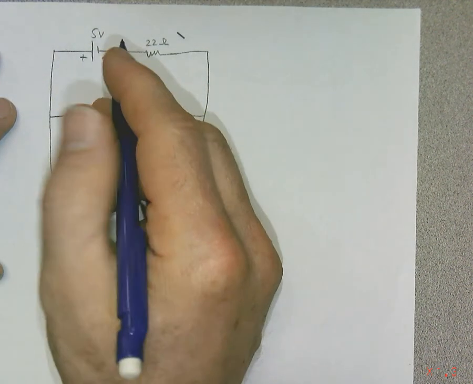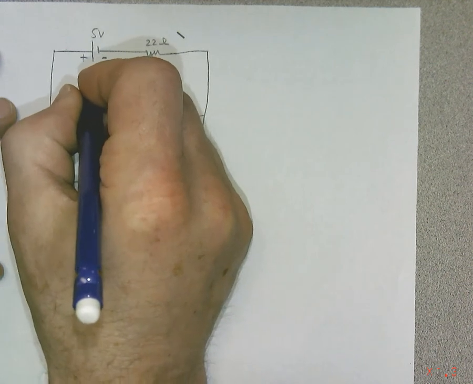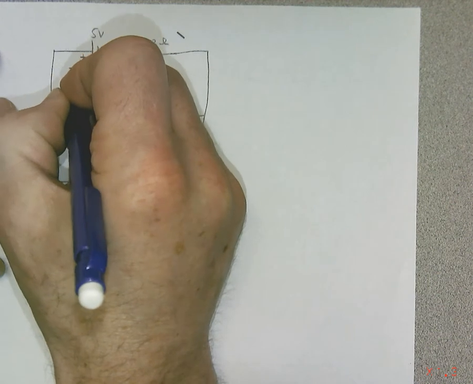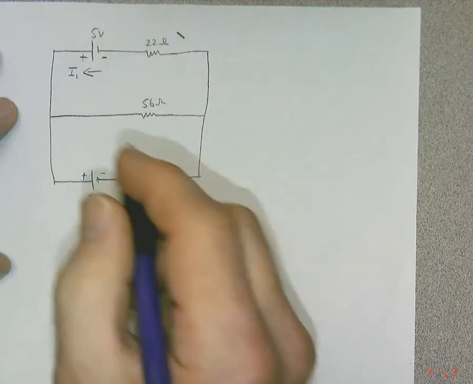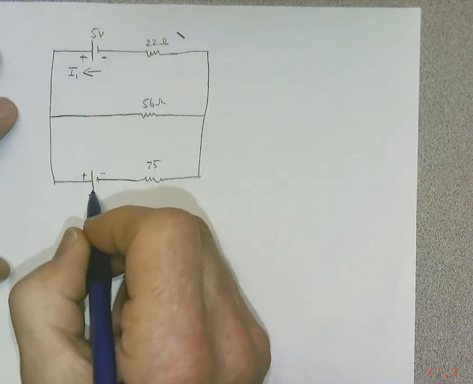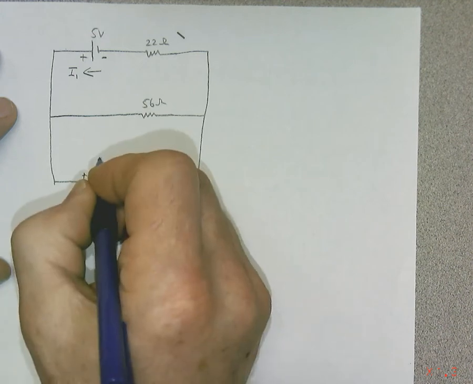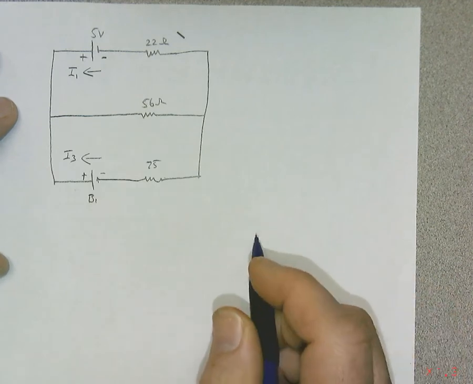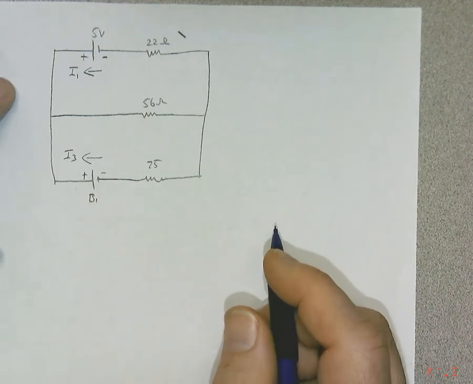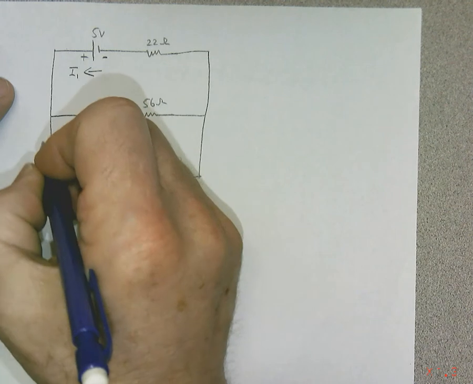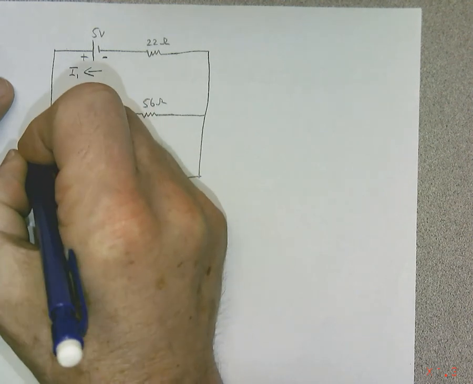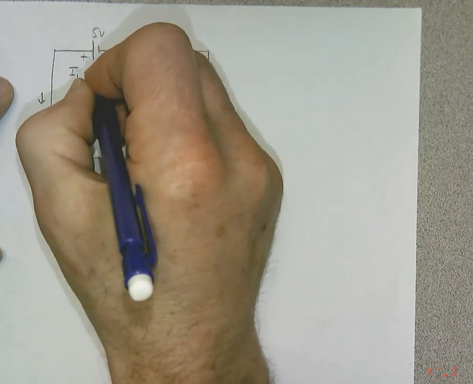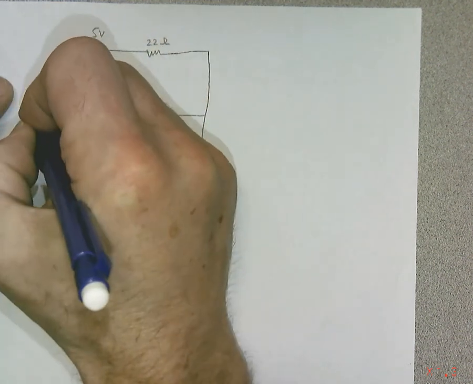Because of the way the battery is positioned, I'm going to assume that current in this branch is flowing like this. And this I'm going to call I1. Down here, because the battery is positioned like you see, I'm going to assume the current's flowing like this. I'm going to call this I3. Now, with that assumption in mind, that means the current here is also I3. And if the current's flowing through here, it only has one way to go.